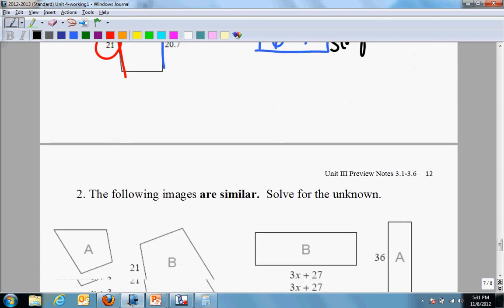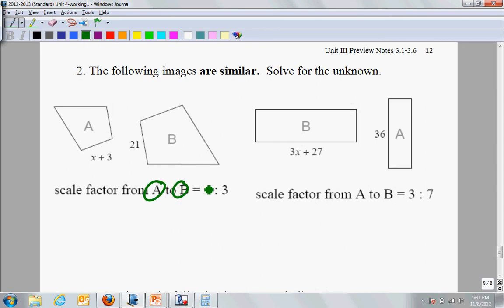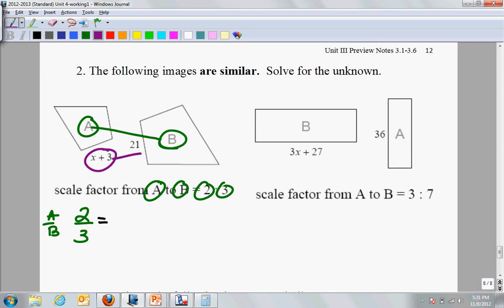Now we're going to utilize scale factor to solve for unknown sides. So let's say here, our scale factor going from A to B is 2 to 3. Circle A, circle B. A to B, 2 to 3. And that's going to be equaling x plus 3 to 21. From here we cross multiply, and we end up with 3 times x plus 3 equals 2 times 21.